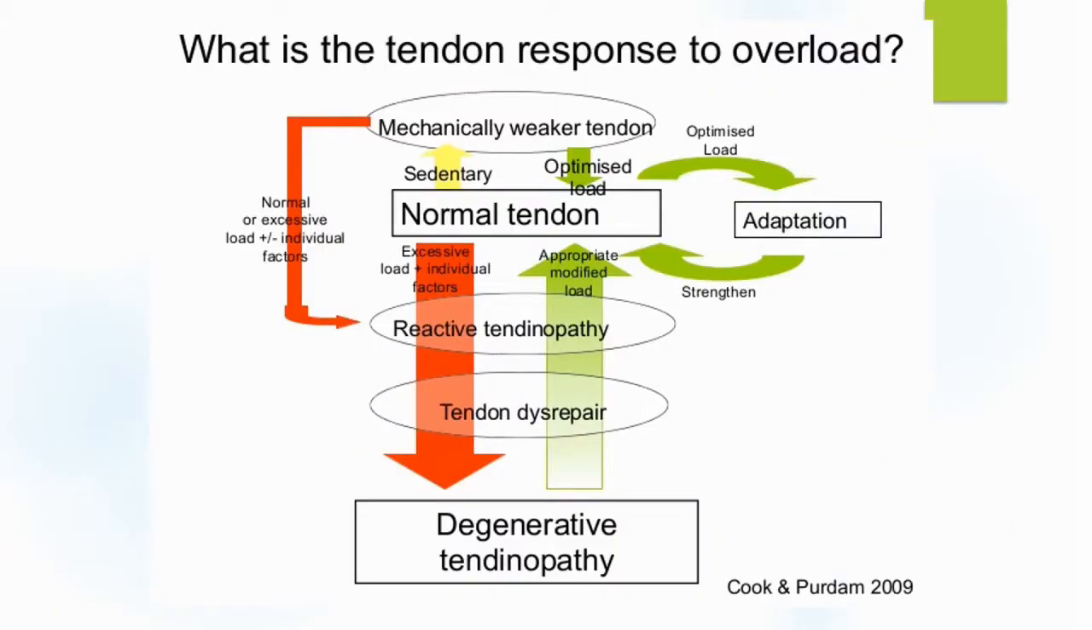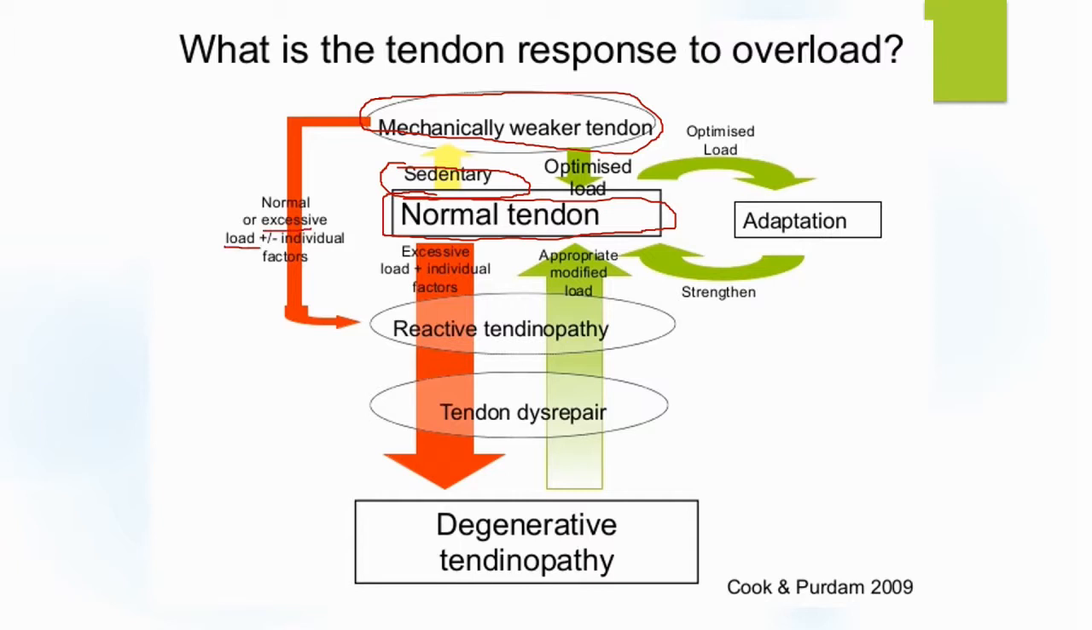So with both of these examinees, we start out with normal tendon. Now, in the sedentary examinee, through stress shielding and consistent underloading of the tendon, that examinee is going to have a mechanically weaker tendon. When this examinee then goes out on the weekend and takes a hike, he's going to subject the Achilles tendon to excessive or unaccustomed load.